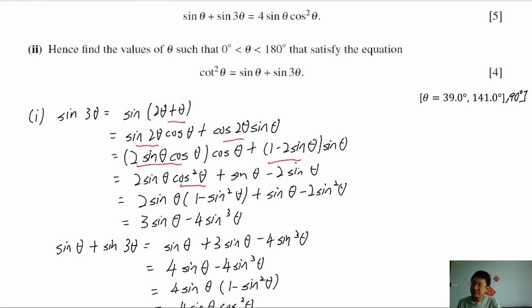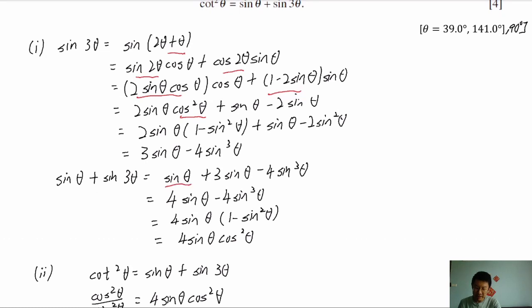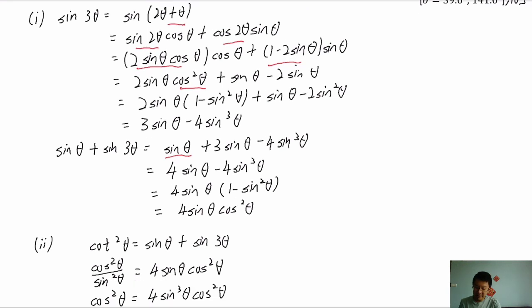Of course, the next part of the question asks us to prove that sine theta plus sine 3 theta is equal to that expression. Because we have proven the result for sine 3 theta, we just have to add another sine theta to the expression for sine 3 theta. From there, we will have 4 sine theta after we add up the sine theta term.